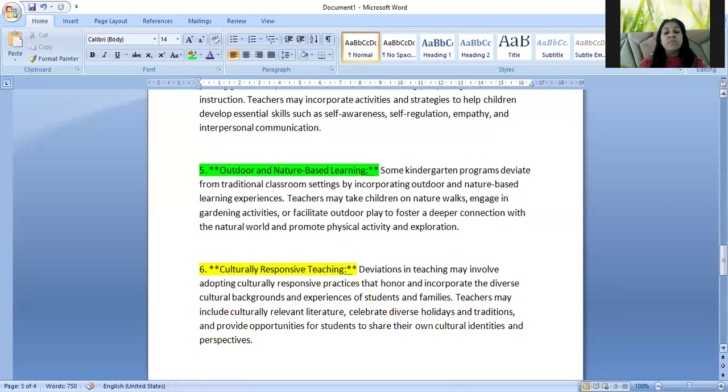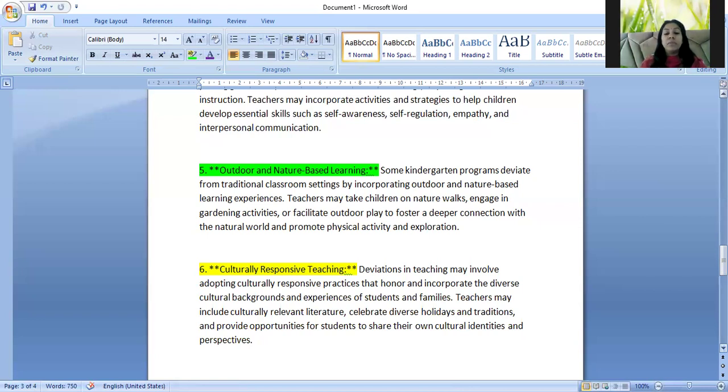Culturally responsive teaching. Deviations in teaching may involve adopting culturally responsive practices that honor and incorporate the diverse cultural backgrounds and experiences of students and families. Teachers may include culturally relevant literature, celebrate diverse holidays, which we all do, and traditions, and provide opportunities for the students to share their own cultural identity and perspectives. So give them that much space.